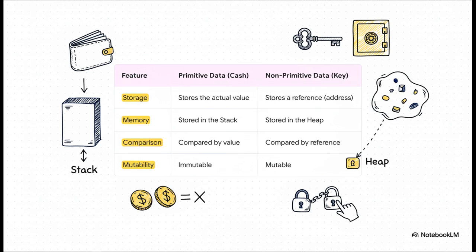Our primitives, our cache, are simple, fixed-size values. They get stored in a super fast, simple part of memory called the stack. Think of it like your wallet for quick and easy access. But our non-primitives are more complex. The object or array itself lives in a big, flexible memory area called the heap. That's our safe deposit box. The variable on the stack just holds the key, which is really just the memory address of that box on the heap. And this is why we compare them differently. Primitives by their actual value, and non-primitives by their reference, or their key.